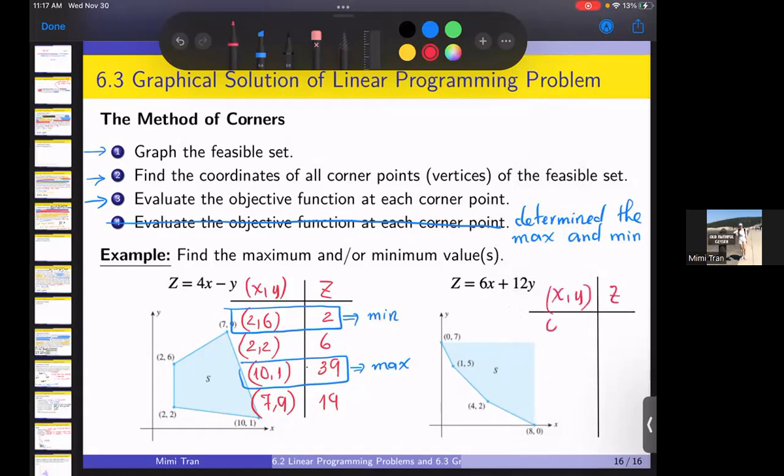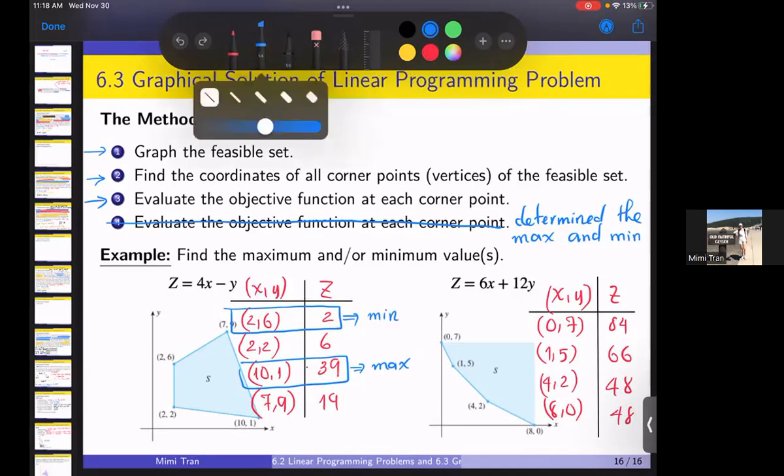All right, so I got (0, 7), (1, 5), (4, 2), (8, 0). All right, (0, 7) is 84. All right, I was just gonna trust you. (1, 5) is 66. All right. (4, 2) and (8, 0). Put it again. I'm sorry. What is my minimum? Yeah, two of them, right? Two of them. Yeah. What is my maximum?